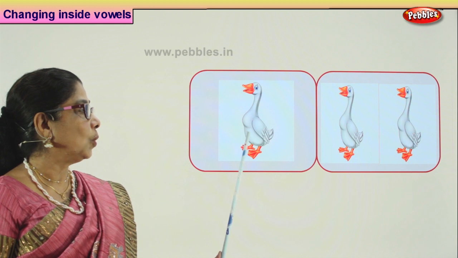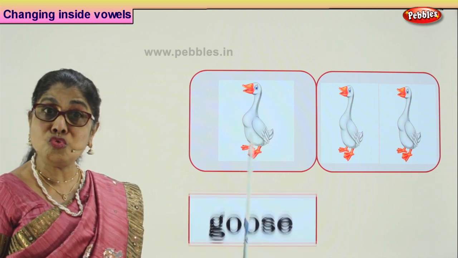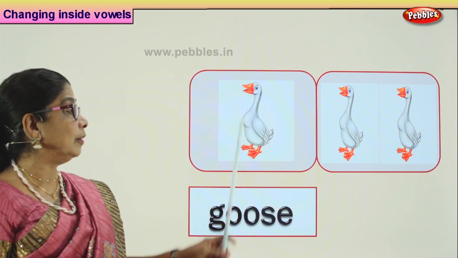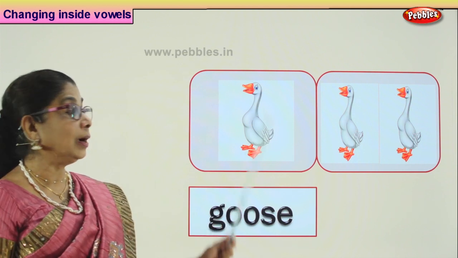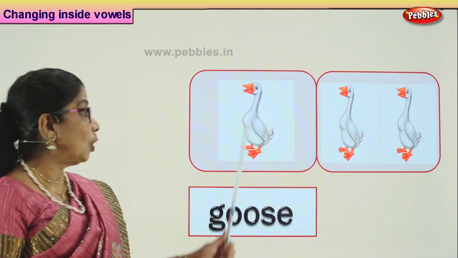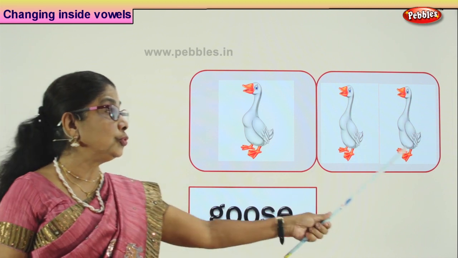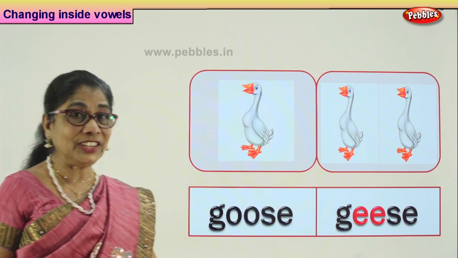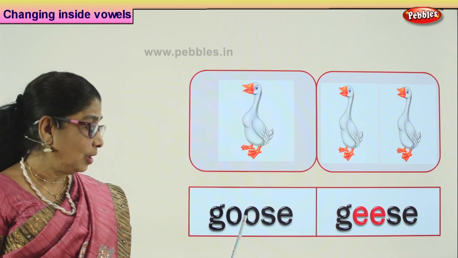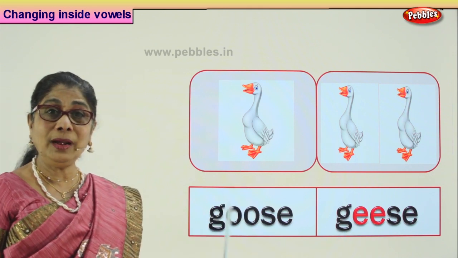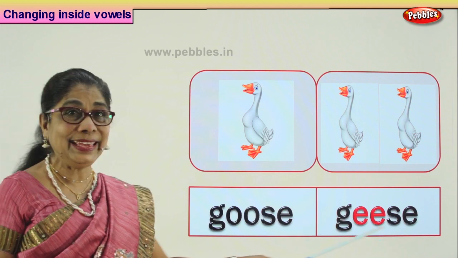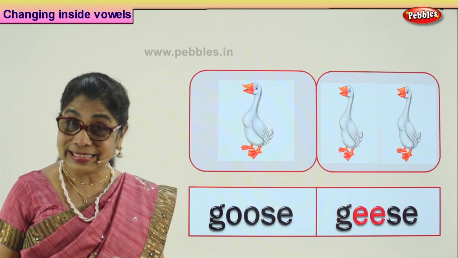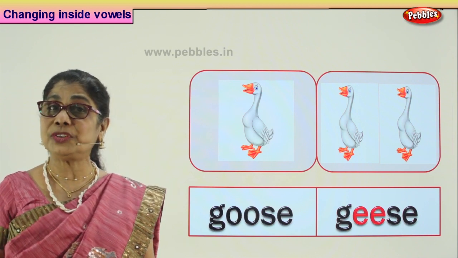Let's go to another picture. What picture is this? One goose. Yes, goose. They belong to the family of ducks, but they have a longer body, longer neck. One goose. Two geese. Look at the change of vowel. O becomes E. One goose, many geese. Good. Shall we look at another picture?